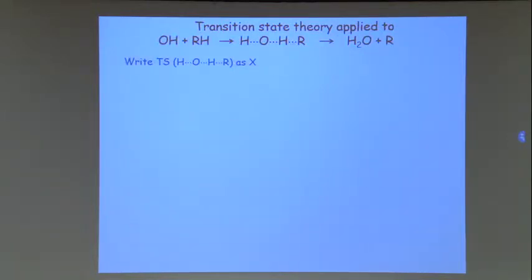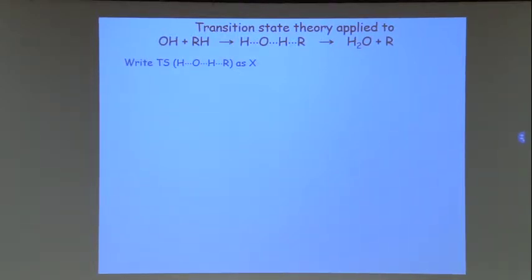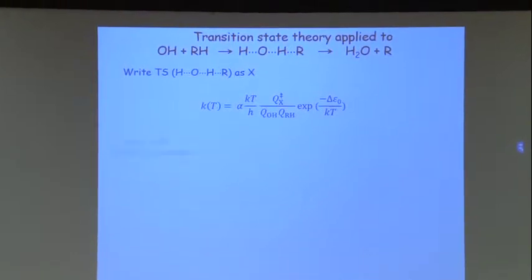So let's have a look at just how this would pan out for a simple example. So we're going to look at O plus RH going to HO, HR, eventually forming water, and R, and there's the transition state. So we'll write the transition state as X, just to make life a little bit easier. And there's the rate constant expression.